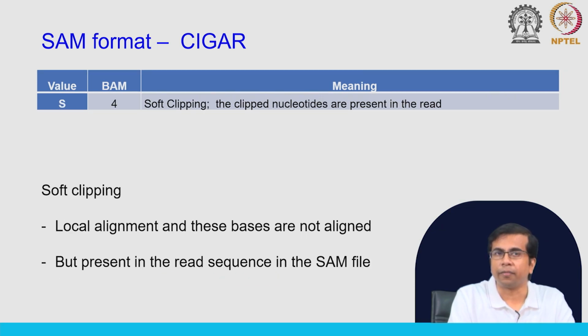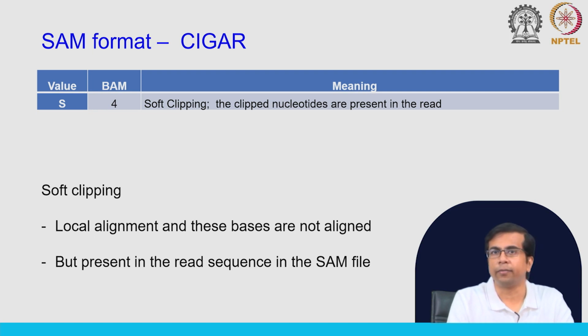Then you have this concept of soft clipping, or S. What is this soft clipping? This will appear when you are doing local alignment and these bases are not used for alignment, and it will appear mostly at the end of the read. These bases are present in the read sequence and are also shown in the SAM file. They are part of the read sequence and also shown in the SAM file.